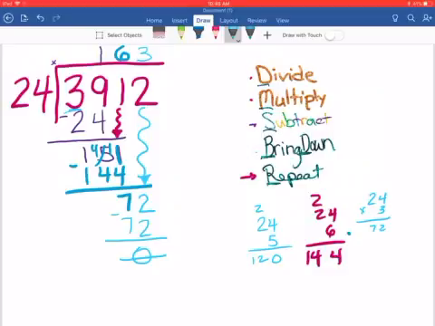All right, friends. If you totally understand this and you're ready to go, the assignment is written on the board.